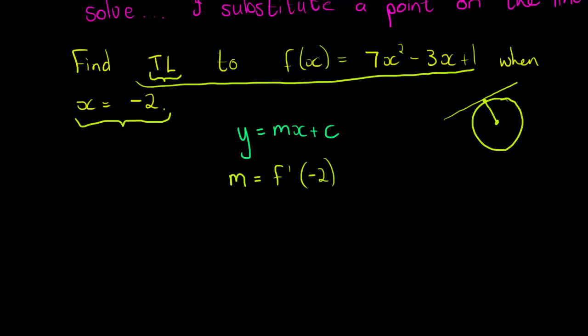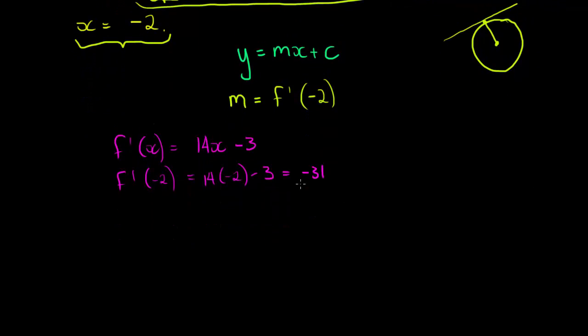So let's find the derivative. The derivative for this function is 14x minus 3. If I substitute -2, I get 14 times -2 minus 3, which is -31. That is a very steep skateboard. Okay, that's a gradient, -31. So now I substitute into my formula what I have so far. I've got -31x plus c.